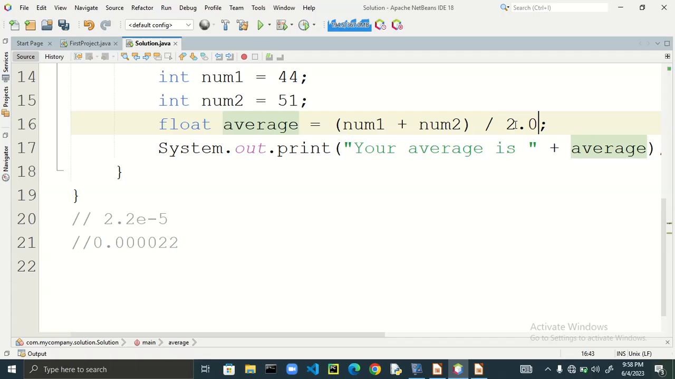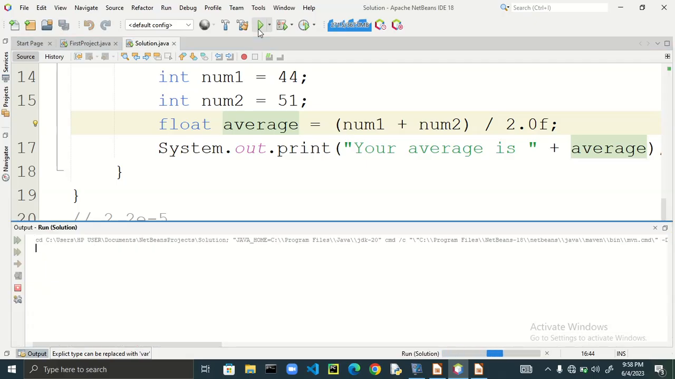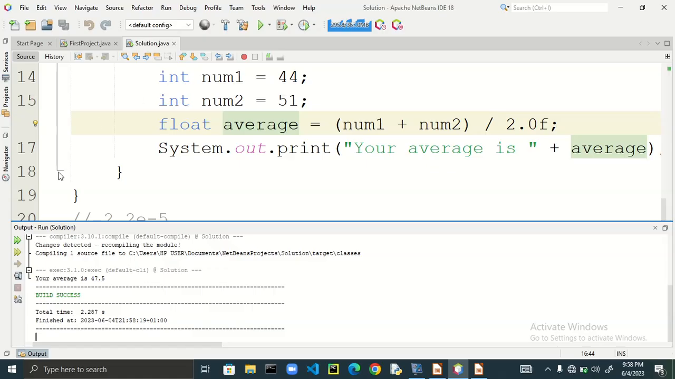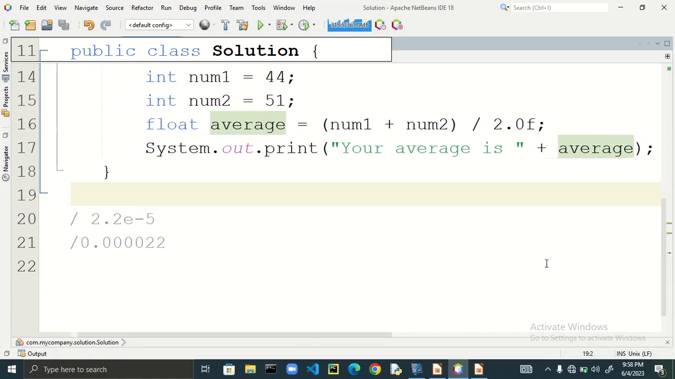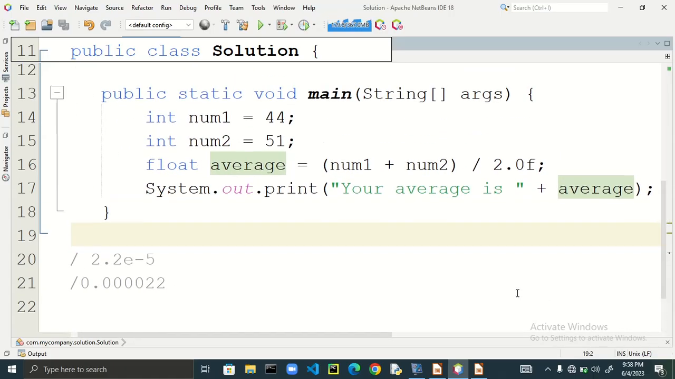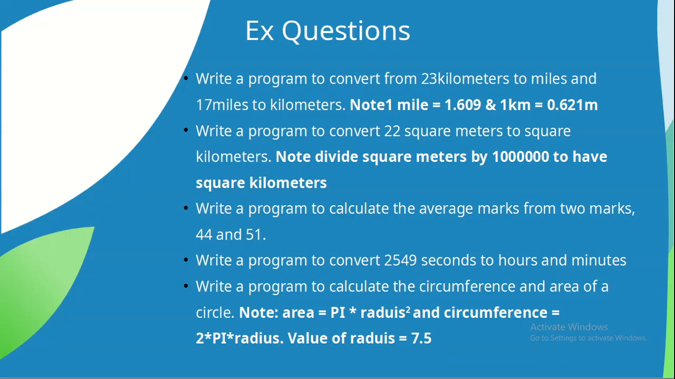So we need to say 2.0f here. By telling it that we want to do a division with a float value, it is going to make sure that the remaining part does not get cut off. And now if you check the answer, we have 47.5, which means our program is working correctly. Alright, so that's the solution for the third exercise. Let's go quickly to the fourth one and then from there to the fifth one.